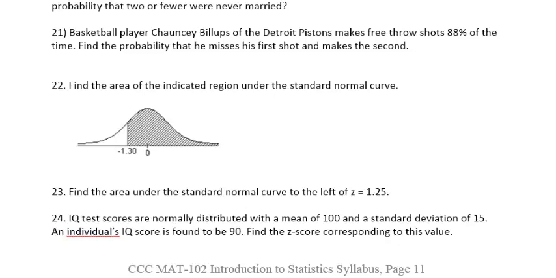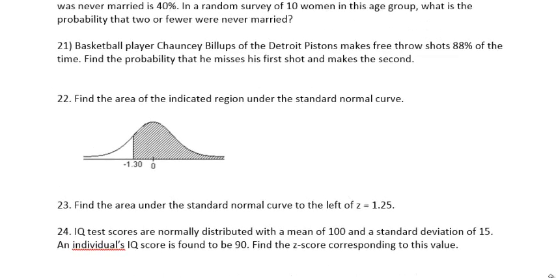Okay, next question. IQ tests are normally distributed with a mean of 100 and a standard deviation of 15. An individual's IQ score is found to be 90. Find the z-score corresponding to this value. Now here, you don't have to use any tables or anything like that. All you need is the definition of the z-score. What the z-score means is the difference from the mean divided by the standard deviation. That's the general formula. Let me write that down for you over here.